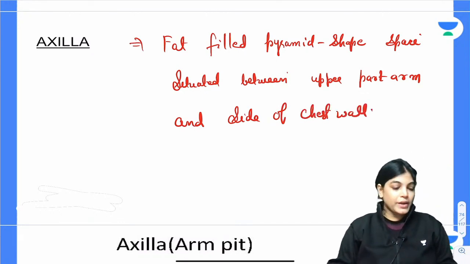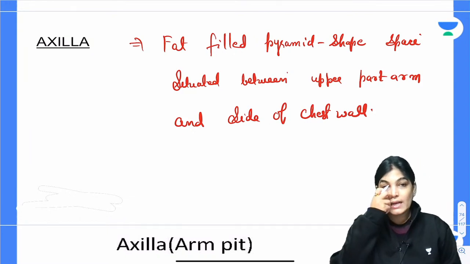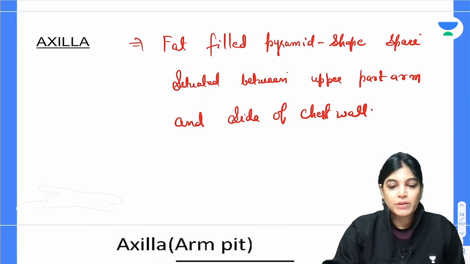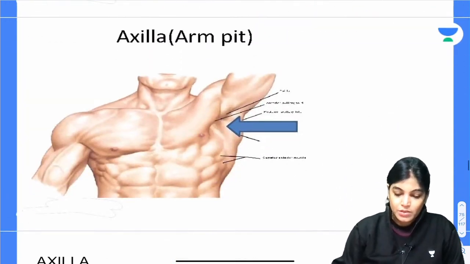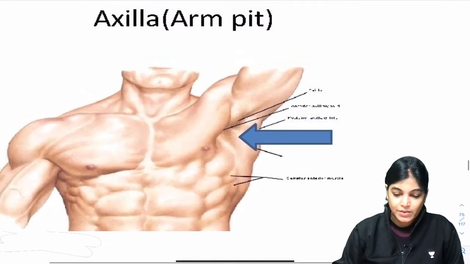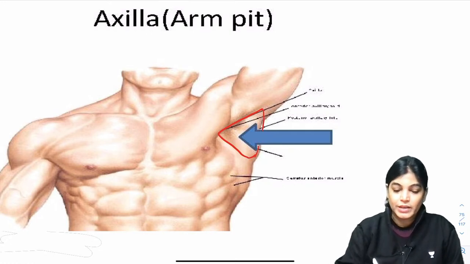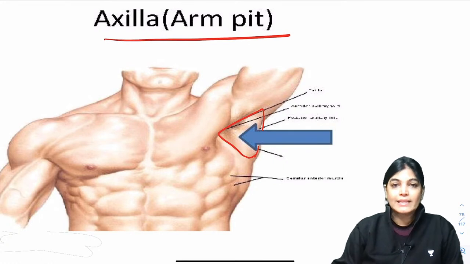Now, why is it very important for us to study axilla? Because it contains the axillary vessels, the brachial plexus and the branches of the brachial plexus. So it is very important that we study axilla in detail. Actually, axilla is a truncated four-sided pyramid, and it has an apex, a base, and four walls. In this diagram you can see, when I enlarge this area, this pyramidal shaped space which you are seeing is the location of the armpit or the axilla.